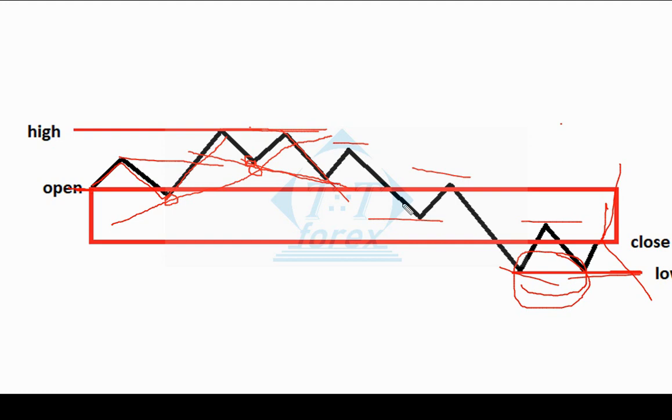I hope this was informative to you guys, and please stay tuned. We're still going to make a lot of informative videos just for you to understand the anatomy of candlesticks, the stories behind them.